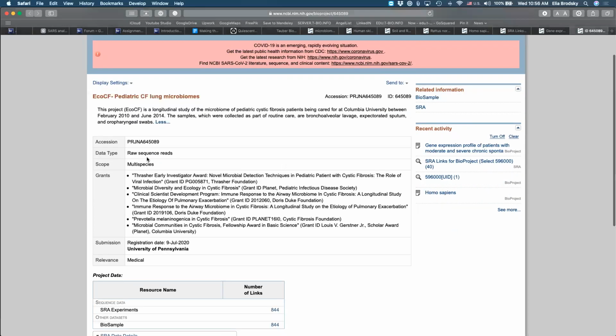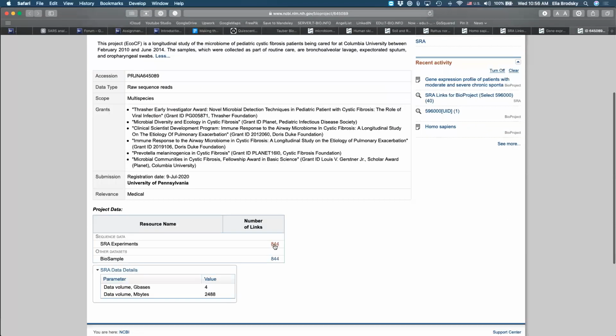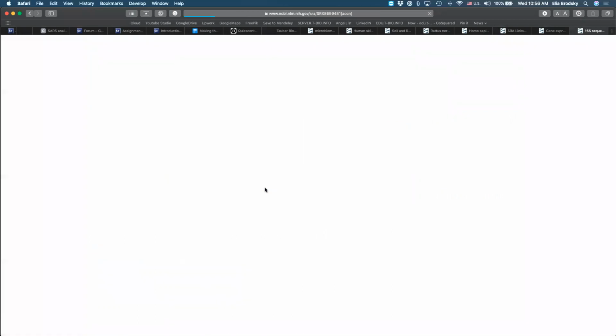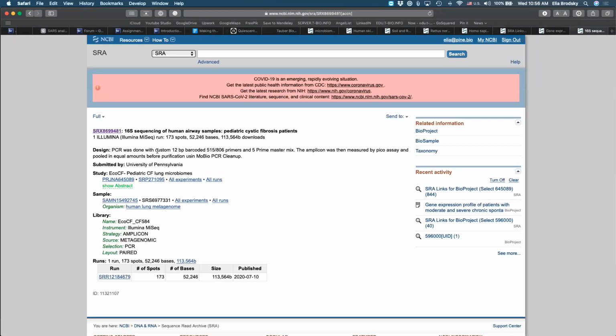Okay. And let's see what kinds of, okay, so this is a huge project. It has over 800, and this is 16S sequencing of human airway samples. Okay, so this is a great project in terms of microbiome. Again, this was amplicon, right, metagenomic Illumina MiSeq. So this is a perfect example, okay? Cystic fibrosis in pediatric patients.